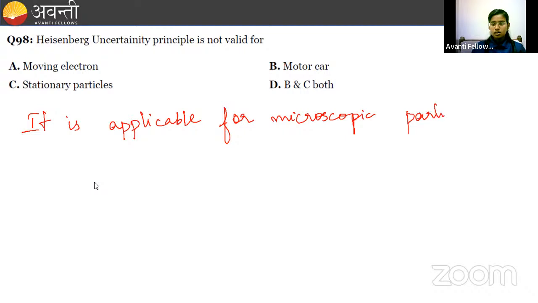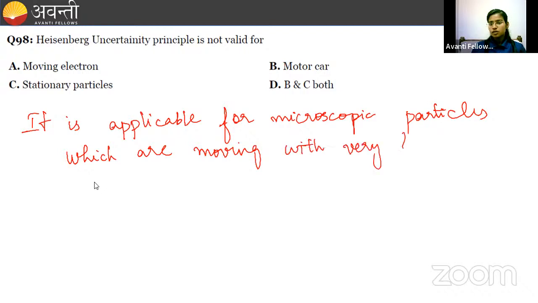Which are moving with very high speed, means the mass should be very less. So here if you look into the options having this concept in your mind, option A has moving electron. Yeah, electron is a microscopic particle. So it is applicable for electron.